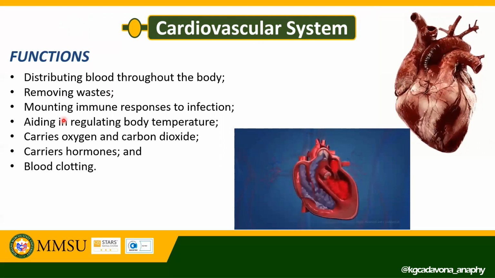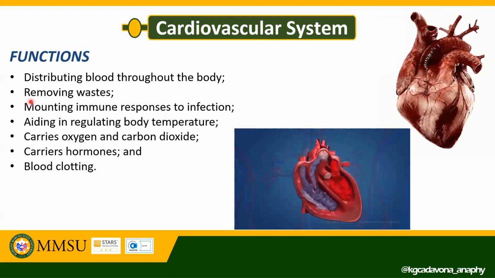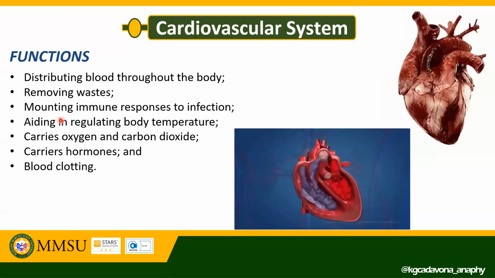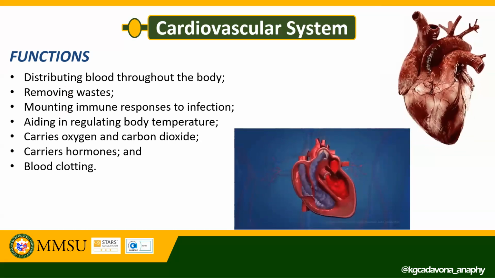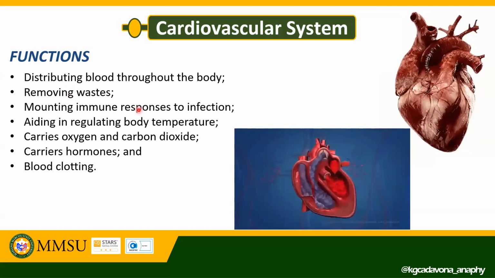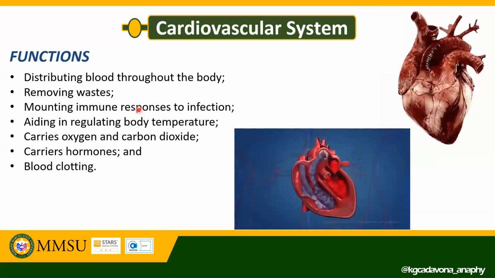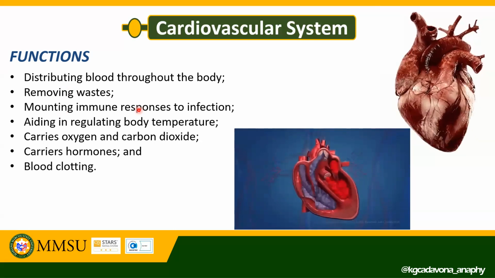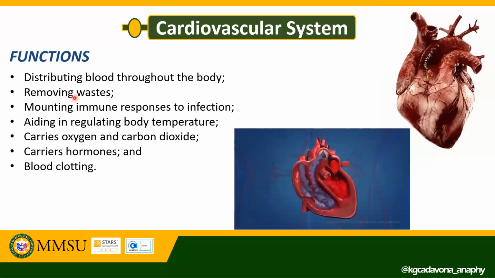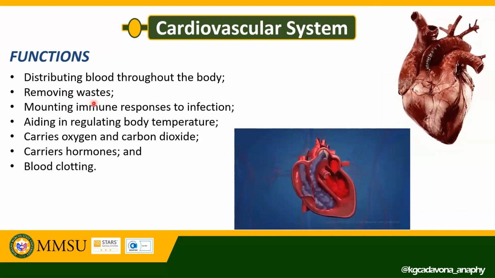Now, going back to the slide, what are the functions of the cardiovascular system? What are the main responsibilities in the body of animals? So first, it says here that it distributes blood all throughout the body of the animal. So basically, yung circulation na nito for the absorption of nutrients in the body of the animal. Then second, this is connected to the first function, which is to remove the waste from the body.